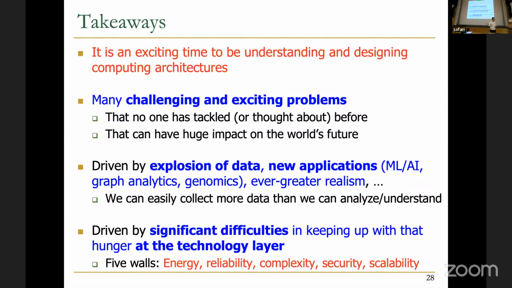At the bottom, remember, the top is problems, and the bottom is electrons, physics. There are significant difficulties in what we can do with physics today.